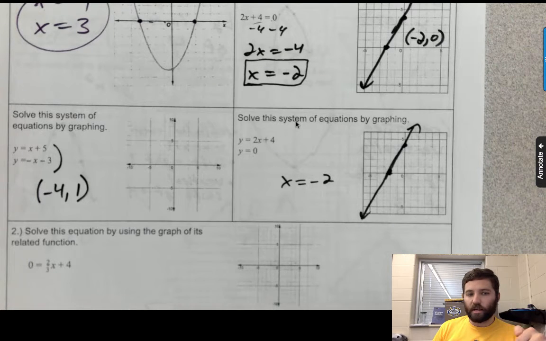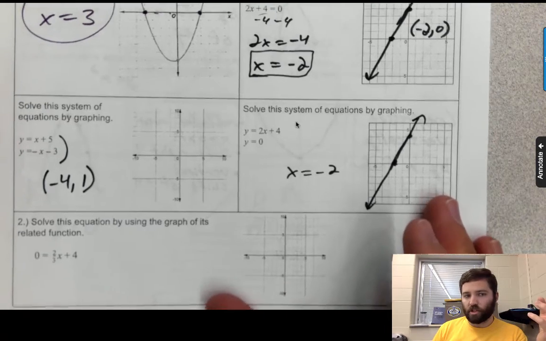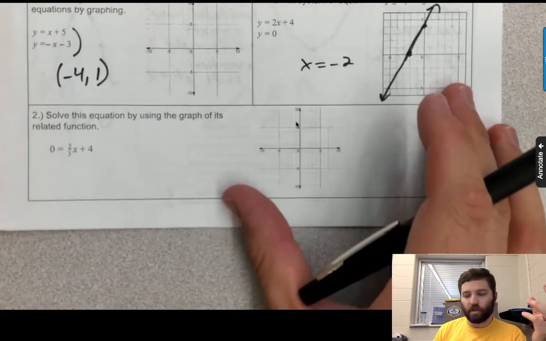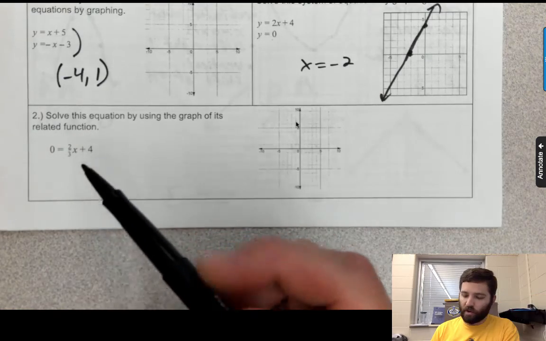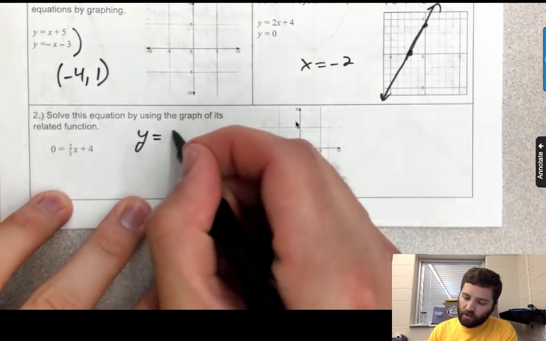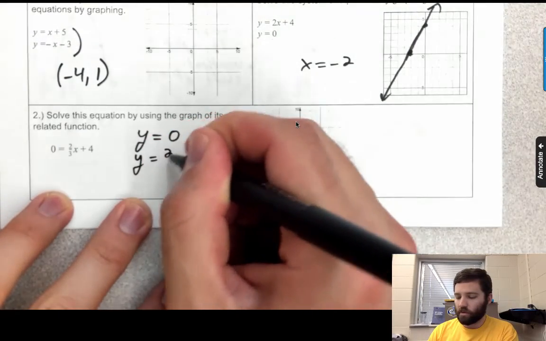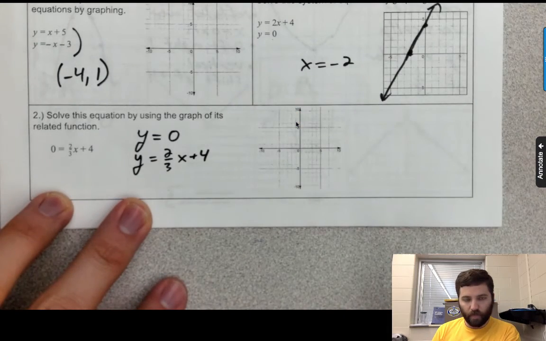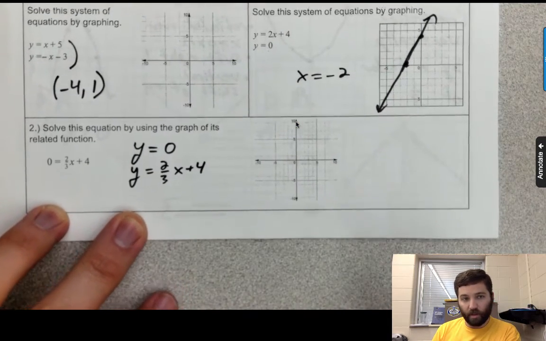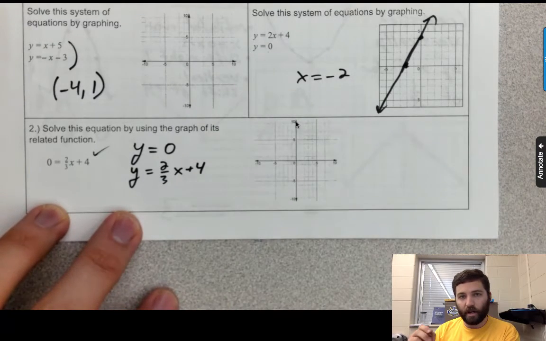So this is all leading into the shortcut for solving an equation. Let's jump down to number 2 here. If I want to solve this equation, I can just graph y equals 0, the left-hand side of the equation, and y equals 2/3 x plus 4, and find where they cross. If I do that, that will definitely be the solution to this equation. But I can do it even shorter than that.